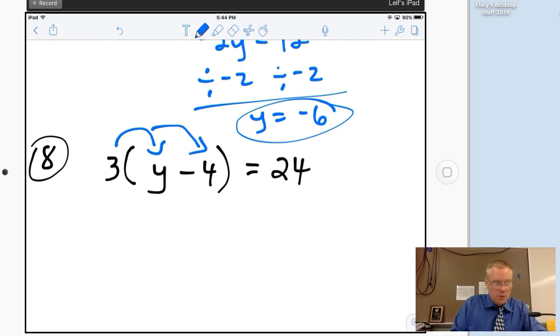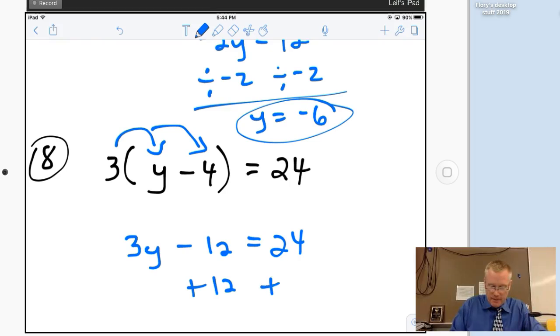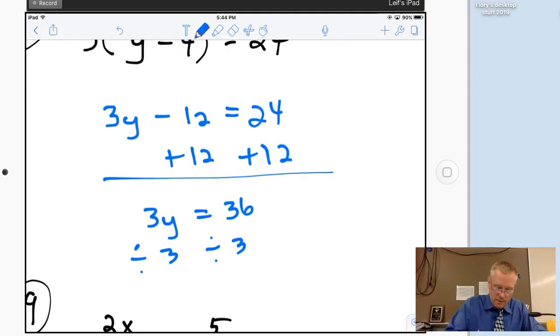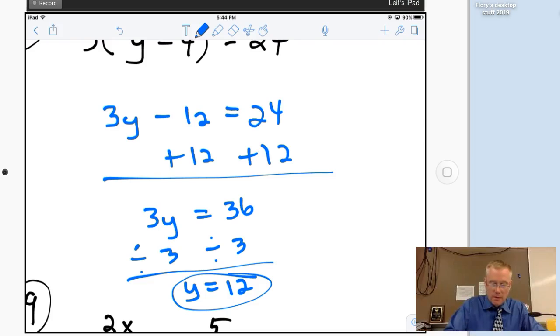So next one is a distributive property one. 3 times y is 3y. 3 times 4 is 12 equals 24. Next, I'm going to add 12 to both sides, and I'll get 3y equals 36. Last step is divide by 3. That's 3 times y, which means I get my answer of y equals 12.